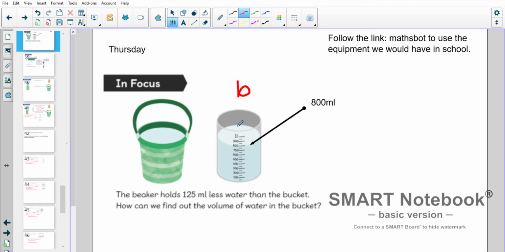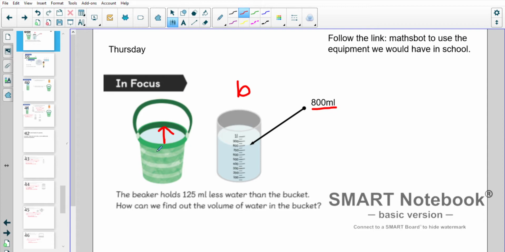Well, if the beaker's less, that means this is more. So I'm going to put an arrow upwards to say that it's more than this beaker. Now, it's not very clear, so I've put it here, 800 millilitres. That's what it says on the measuring scale along the side. But we know that this holds more. How can we find out the volume in the bucket? So we need to get this and we need to add to make it more to find out how much is in the bucket. But your challenge is how many different ways can you do it?